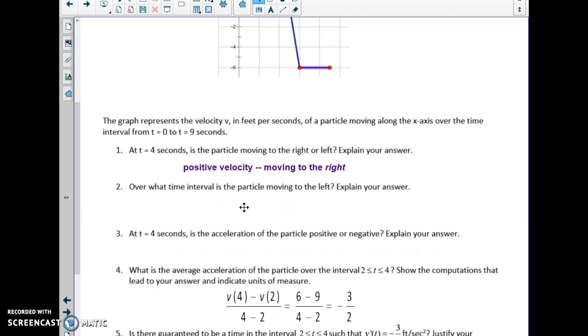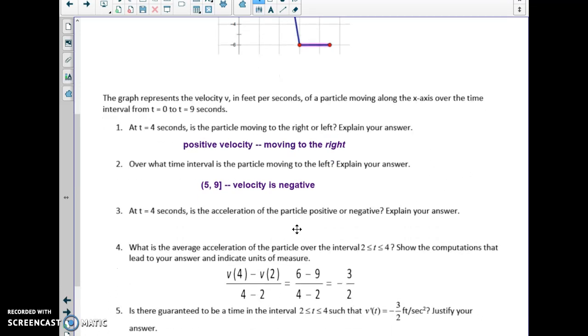Common question. Question 2 says, over what time interval is the particle moving to the left? So now we want to know over a whole range of values. And this would be when the graph is below the x-axis, because this was the velocity graph. That graph is below the x-axis between 5 and 9, so that is when the velocity is negative.